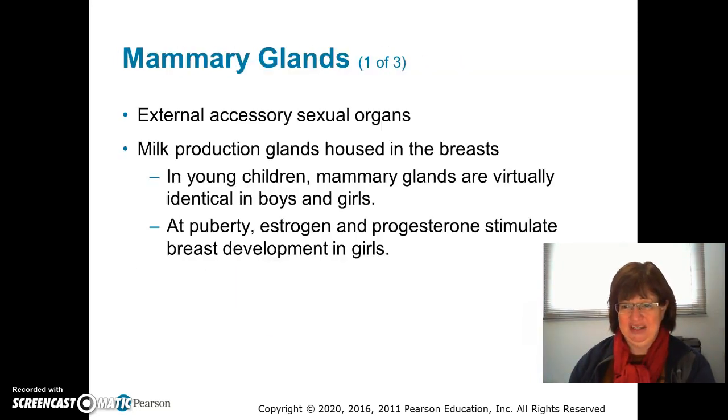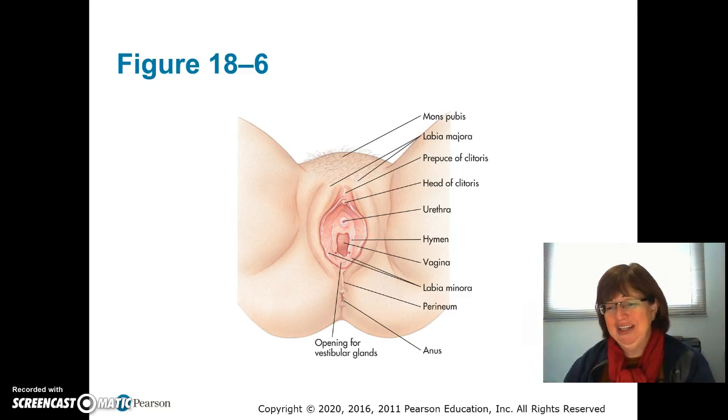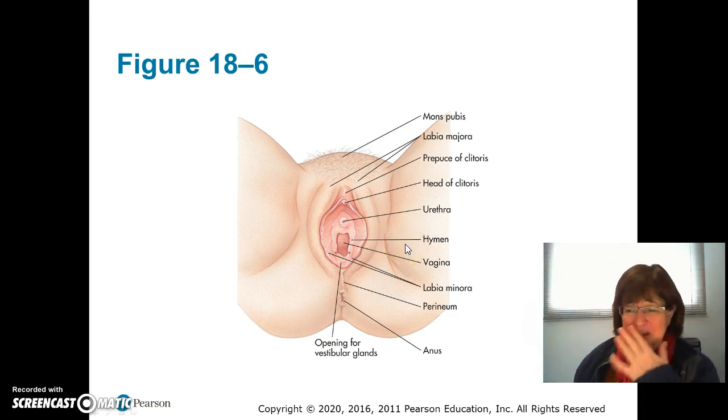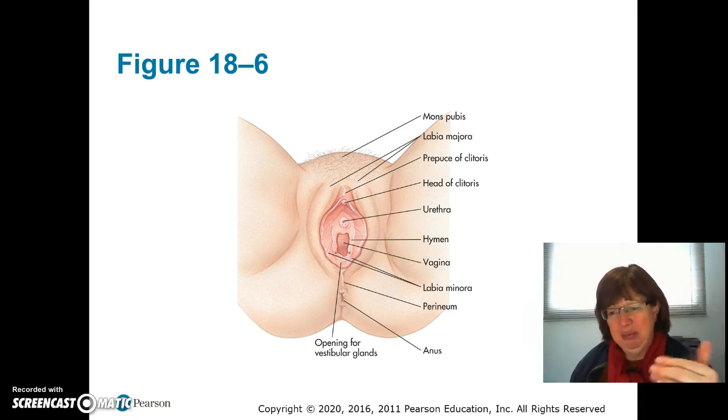I just want to find the external one. When we look at the external genitalia, I know this isn't a pretty picture, but it's a good picture to show you the relationship of the external parts. On the front is what's called the mons pubis, which is a fattier area that helps cushion the rest of the area during intercourse.